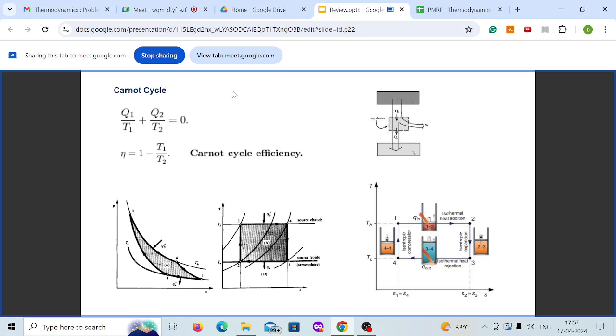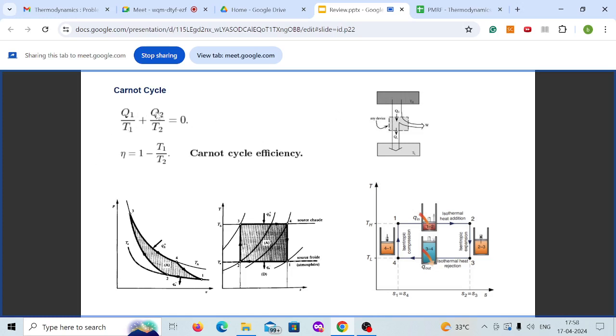This also shows a limitation: when you want to convert the whole amount of Q into work, you have to reach a temperature of 0 Kelvin. That comes to the third law. The third law says that you cannot reach 0 Kelvin. So that is the other limitation.